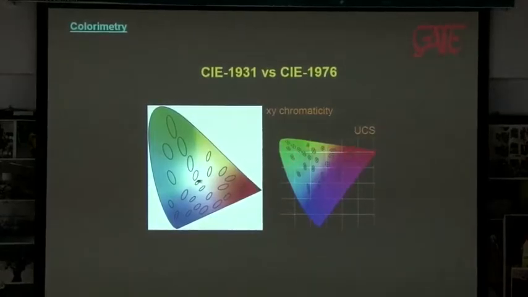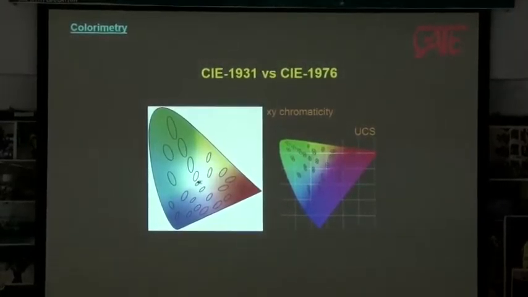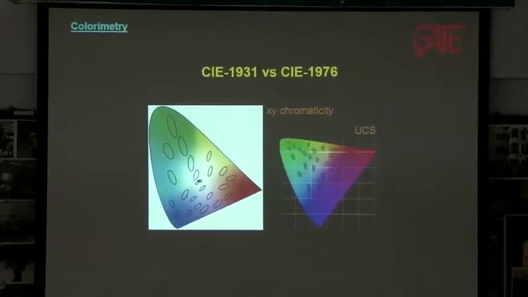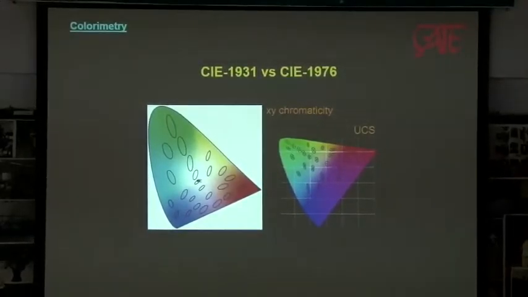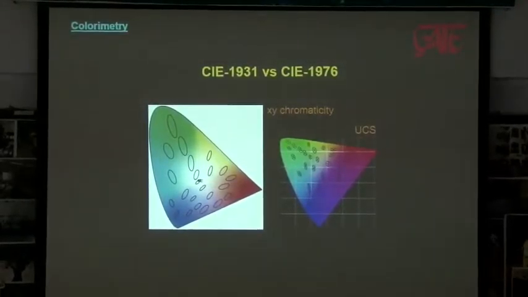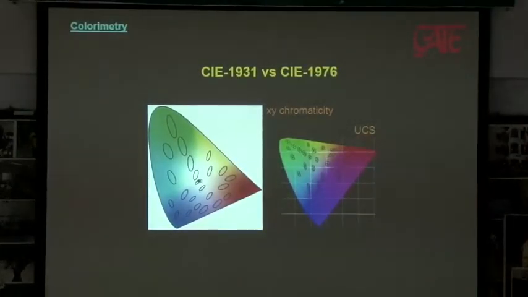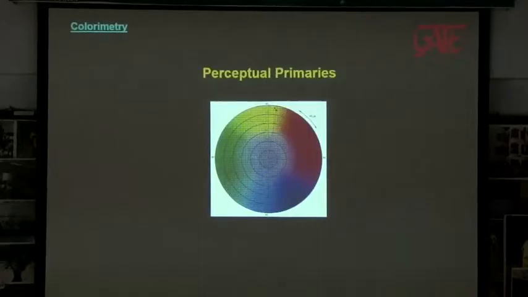So you plot the colors the way you see them. So the diagram is more proportional to your perception, to what you view. So this is called the uniform color space diagram in 76. Then it was changed to this, which I think some of you are familiar with.